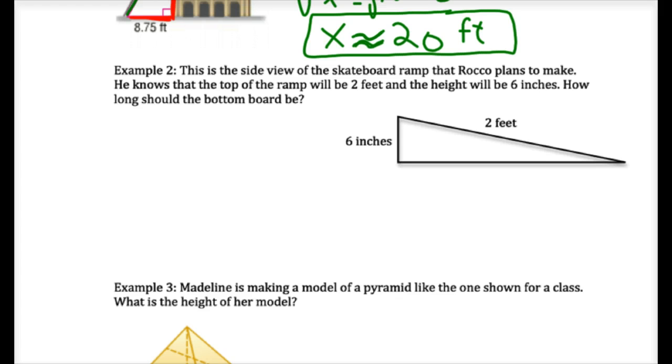You guys want to change them all to inches or all to feet? Inches? Okay. Not a bad idea. Changing them to the smaller unit is smart. So 2 feet is 24 inches. How'd you know that? Because 1 foot is 12 inches. So 2 foot is 24 inches. Or you could have changed this, 6 inches is how many feet? Half. You could have changed this to a half foot and left the feet there.